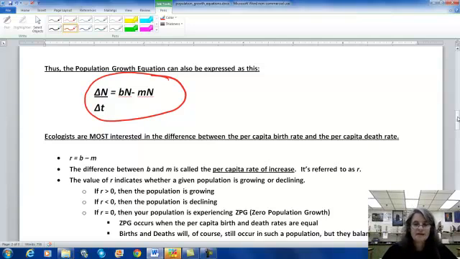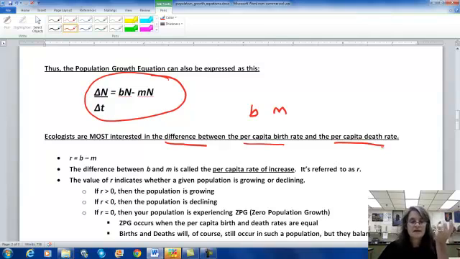Now, given that this is true, and we've established per capita birth rate and per capita death rate, ecologists are most interested in the difference between b and m. Is your birth rate higher than your death rate? Is your death rate higher than your birth rate? Or are they the same? They are interested in the difference between the per capita birth rate and the per capita death rate. Why? Because that's basically going to tell you, in a very quick, easy, numerical way, is your population growing or is it declining?